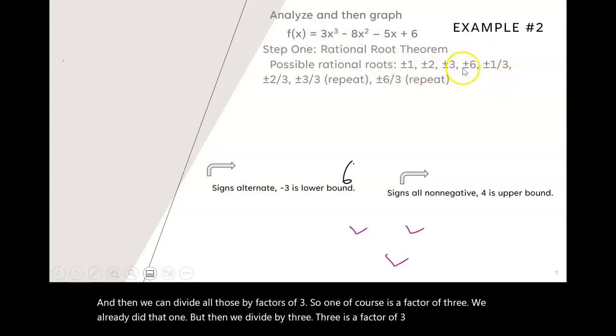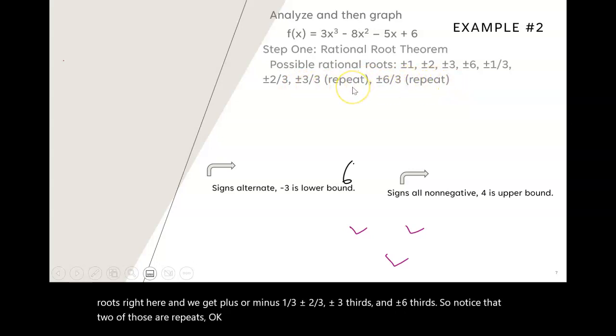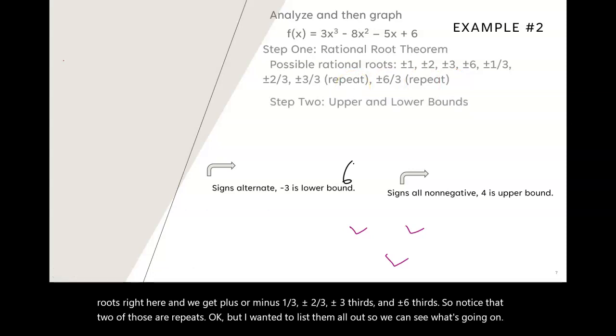So we take all of our roots right here, and we get plus or minus 1/3, plus or minus 2/3, plus or minus 3/3, and plus or minus 6/3. Notice that 2 of those are repeats, but I wanted to list them all out so we can see what's going on. Upper and lower bounds.